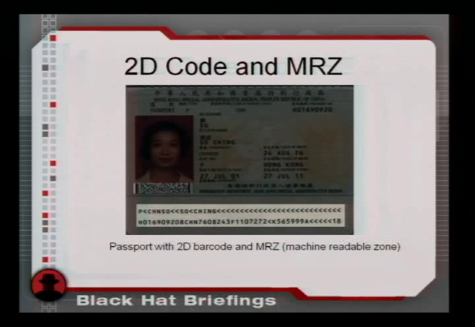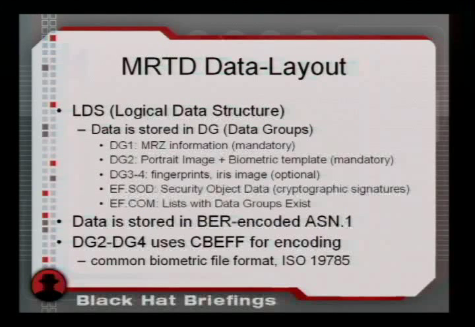Here's an example with a 2D barcode and the MRZ. MRZ stands for Machine Readable Zone, and this Machine Readable Zone is the key for the basic identification. We will cover this a little bit later on. So let's come to the Machine Readable Travel Document data layout. They defined all terms new. So they have now the logical data structure, or LDS. The data is stored in DGs or data groups, not files like anyone else would call it. We have the data group 1. This data group 1 includes the MRZ information and is mandatory.